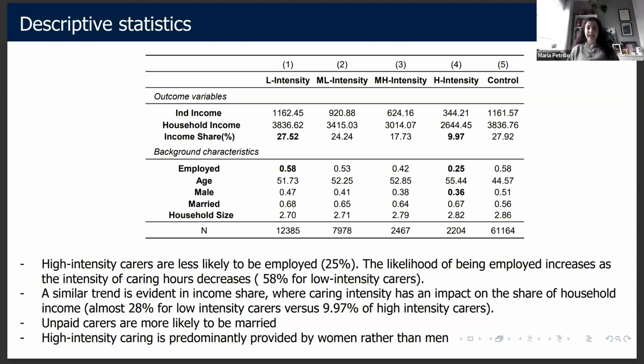Also, what you can see is that unpaid carers are more likely to be married, as expected also by the literature. And high intensity caring is predominantly shouldered and provided by women. We have 64% of women in our sample of high intensity carers.